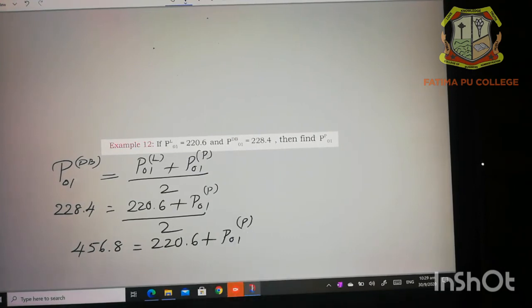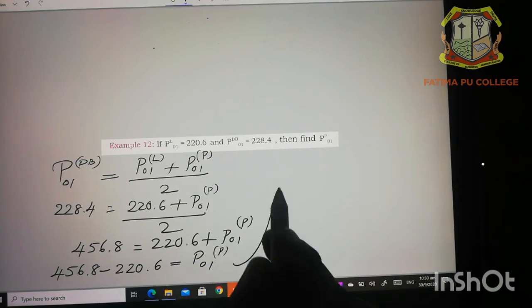Is that clear? How did I get this 456.8? I took this 2 towards the left hand side and multiplied with this. So I got 456.8. Now I'll take this 220.6 to the left hand side. That is 456.8 minus 220.6, this is plus. If I take it to the left hand side, it will become minus. What will be left out in the RHS? It is P01P.